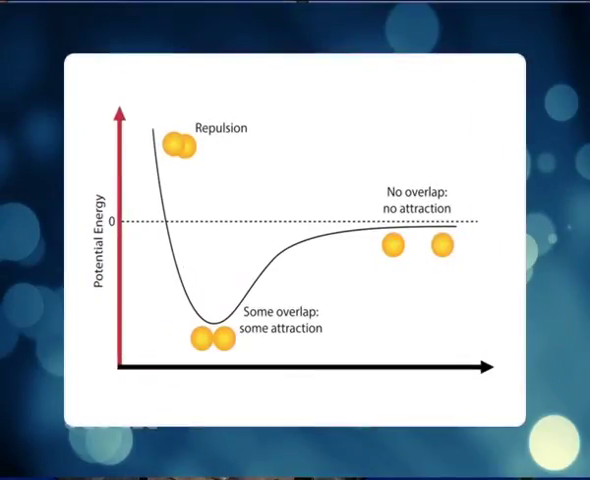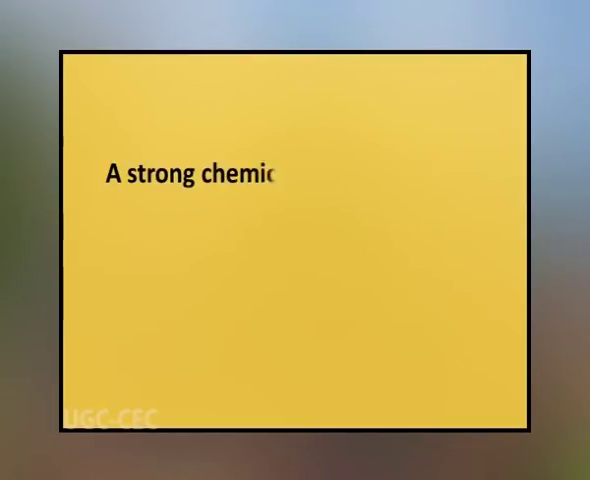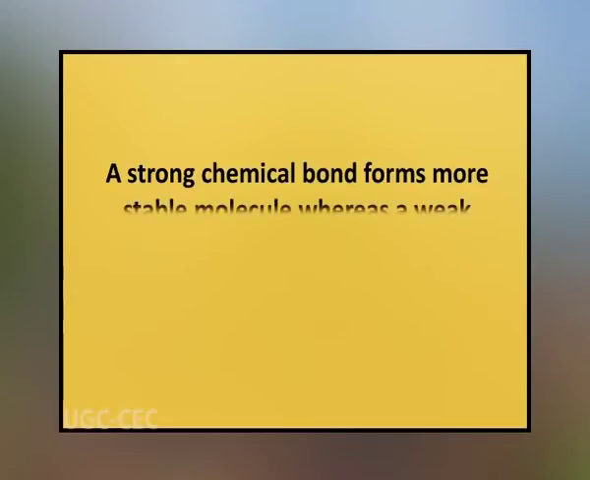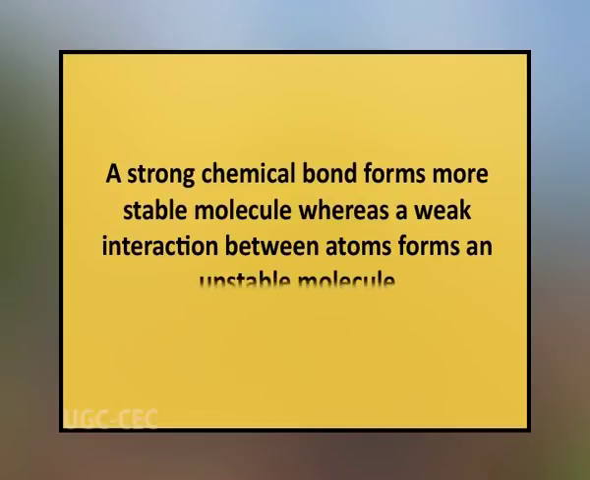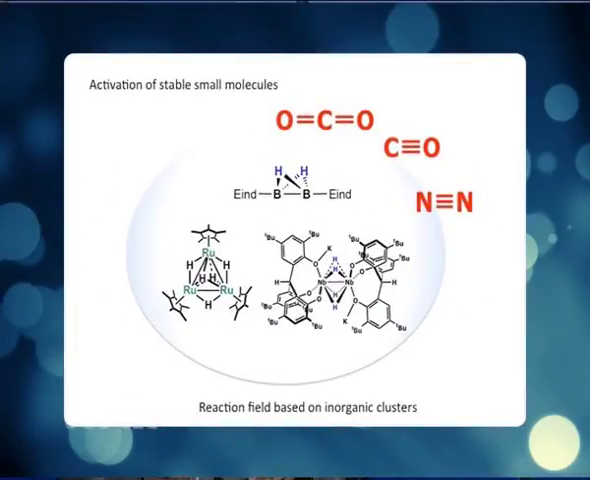The formation of a chemical bond releases some energy, which is called the bond formation energy. In other words, the same amount of energy is required to cleave the bond. The energy of the bond also determines its strength and stability. A strong chemical bond forms a more stable molecule, whereas a weak interaction between atoms forms an unstable molecule. Hence, we have to determine the strength of chemical bonds so that we can predict the stability of the molecule. The bond dissociation energy helps us to determine the strength of chemical bonds.